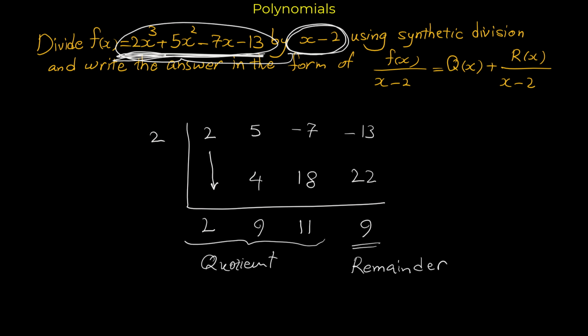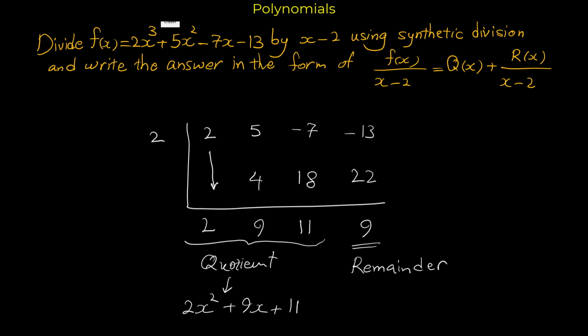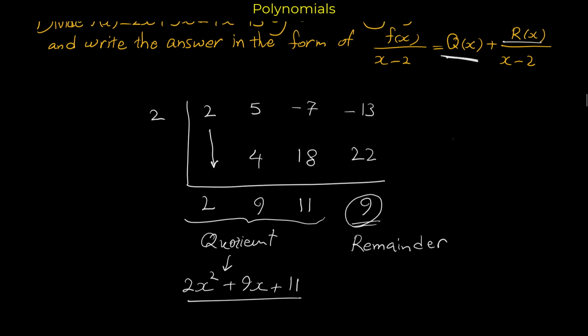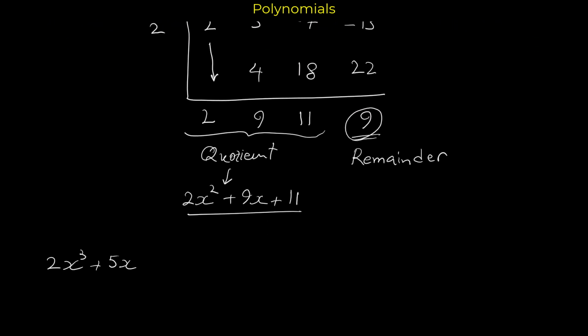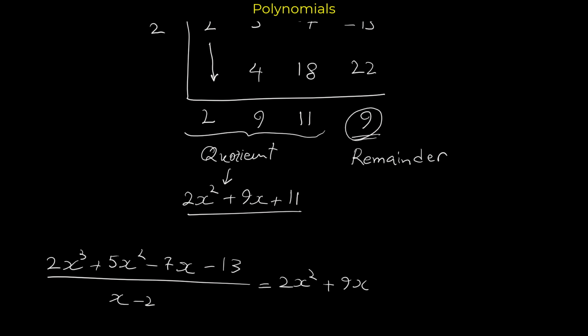But you know that the quotient is a polynomial of degree 2. So this means that the quotient is 2x^2 plus 9x plus 11. So the quotient is this and the remainder is just 9. Let me write on this here. 2x^3 plus 5x^2 minus 7x minus 13 divided by x minus 2. As the quotient we got 2x^2 plus 9x plus 11. As the remainder we got only 9, and we have to divide this 9 by x minus 2.